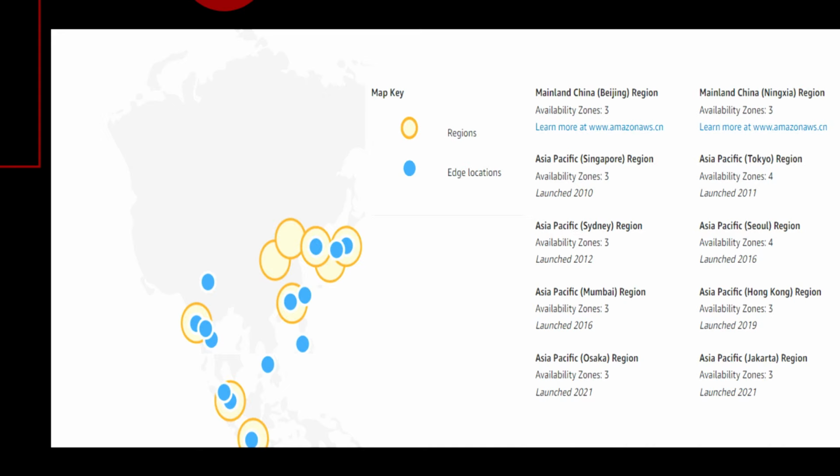Two terminologies. One is a region, the other is an edge location, which has been marked like here: the edge is in blue, and this is in this orange color. All right, so we'll be seeing what they are, and just look into this.